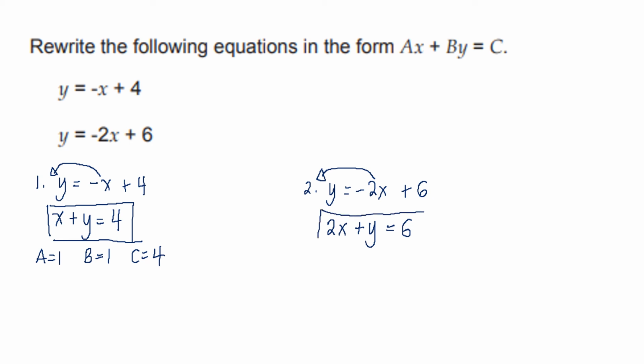Hence, this is now our answer in standard form, 2x plus y equals 6, where a is equal to 2, b is equal to 1, and c is equal to 6.